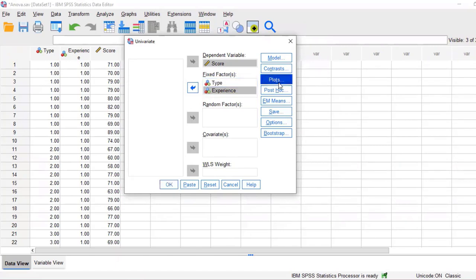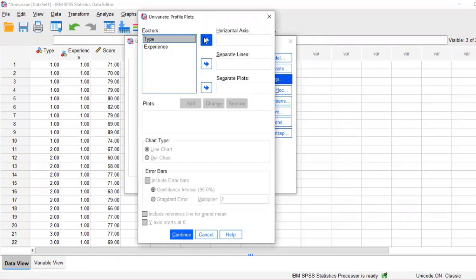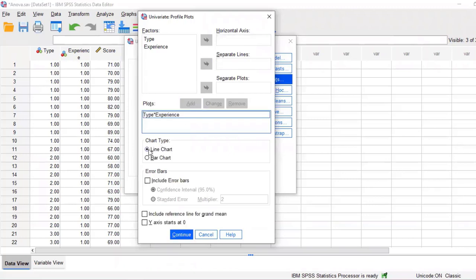I'm going to go into plots, and I want SPSS to create a plot that contains the nonverbal identification scores based on type of nurse and experience level. And I want it to be a line chart that includes error bars. Error bars show you the range of the confidence intervals in a visual form.